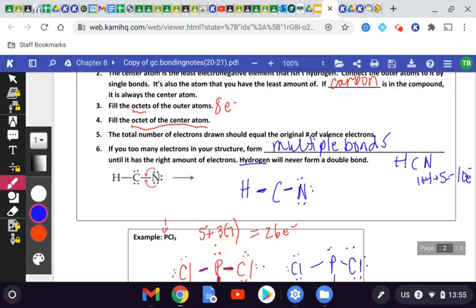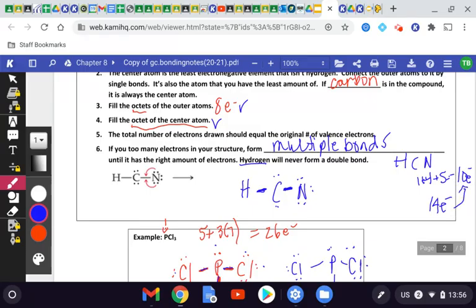All right, so we've got the octets of our outer atoms done. Now we have to fill the octet of our center atom. So carbon has 2, 4, 6, 8 electrons around it. So then that's done. Then it says the total number of electrons drawn should equal the number of valence electrons. So we would count. We have 2, 4, 6, 8, 10, 12, 14 electrons. 14 electrons is way too many. I'm only supposed to have 10.